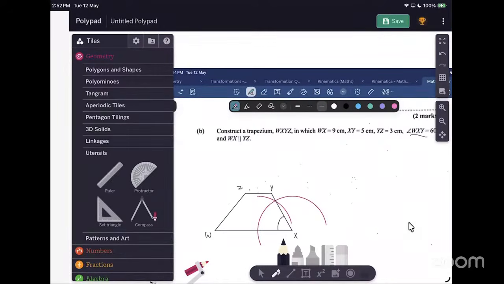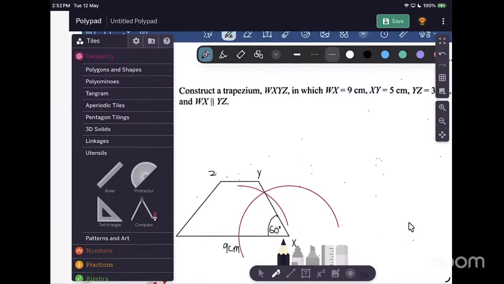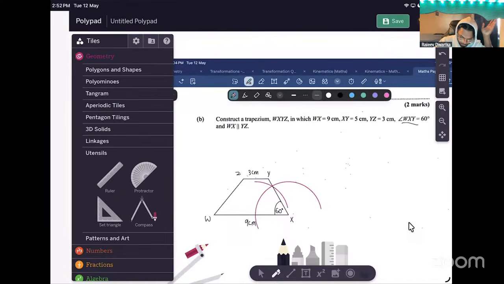Yes, sir. So this angle over here is the 60 degrees we're talking about. WX was 9 centimeters. ZY, or YZ, was what? 3. Right?